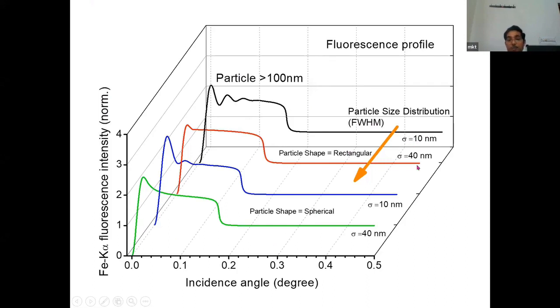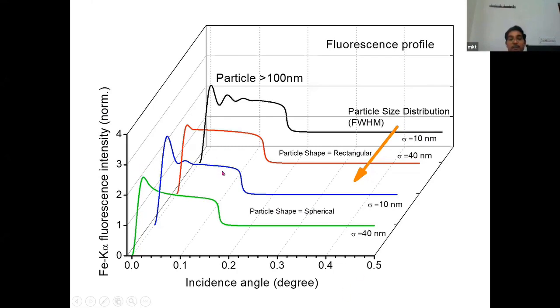This 10 nanometer distribution also changed. The profile is changing. In one case, this is a rectangular profile, 10 nanometer distribution, particle size greater than 100 nanometer. In one case, we considered a particle size distribution of 10 nanometer. In another case, we considered a particle size of 14 nanometer. So there is a difference. And in another case, we changed the shape also.